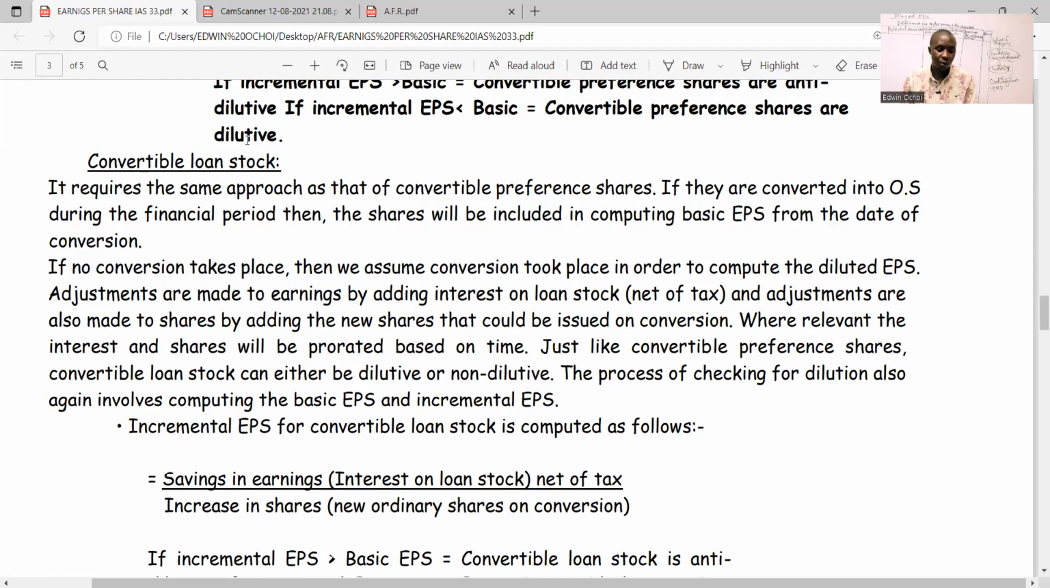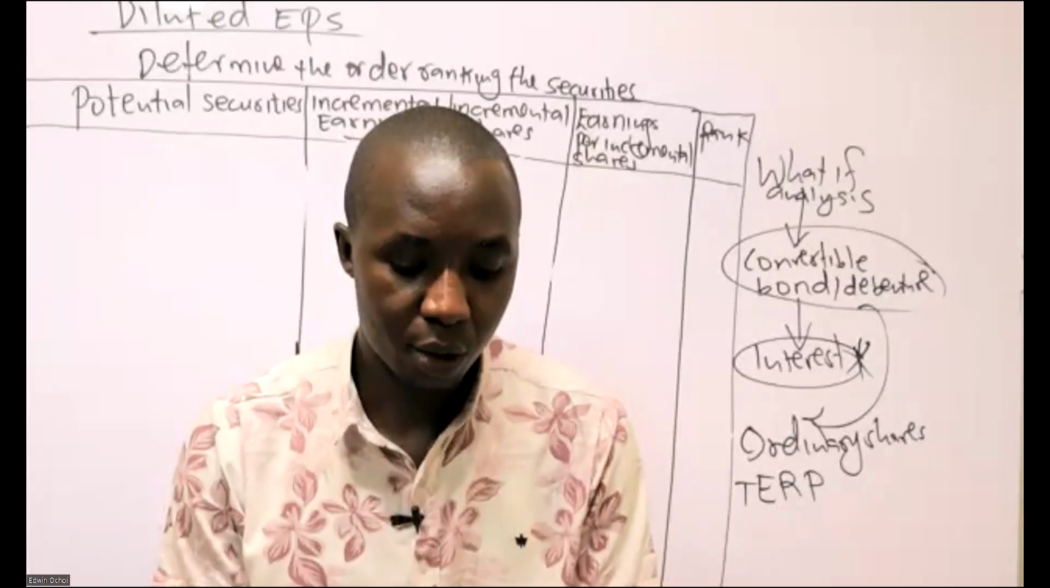Adjustments are also made to shares by adding the new shares that could be issued on conversion. Where relevant, the interest and shares will be prorated based on time, just like convertible preference shares. Convertible bonds, that is convertible loan stocks, can either be dilutive or non-dilutive. The process of checking for dilution also involves computing basic and incremental EPS. I think that one is self-explanatory.